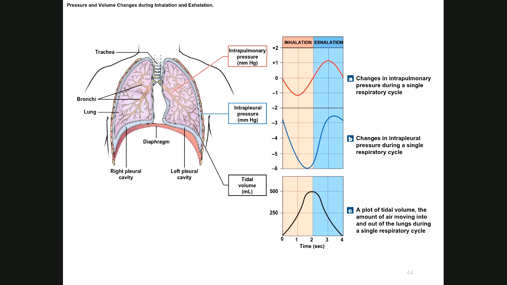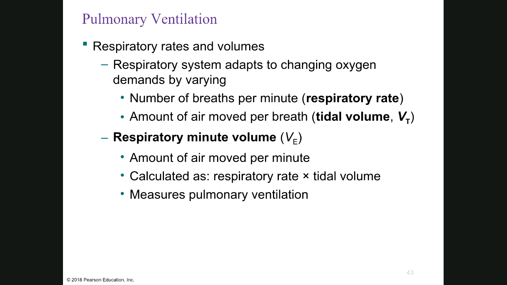So during inhalation, the intrapulmonary pressure is low. Remember, the air goes from high pressure to low pressure. The air is coming inside of the lung. The intrapleural pressure is very low. The volume is high, so a lot of inhalation is going to increase the tidal volume. Remember, what is tidal volume? It is the air moved per breath, all right?